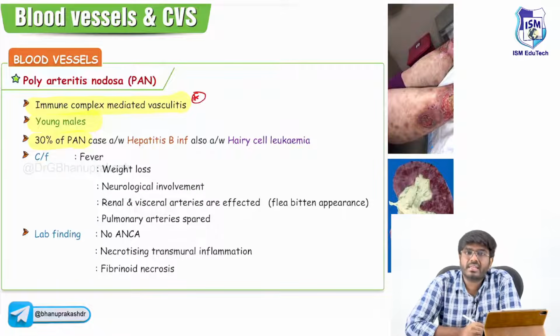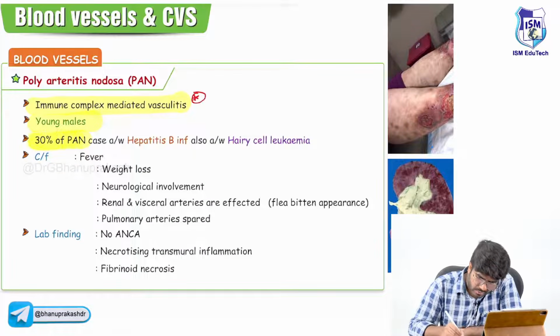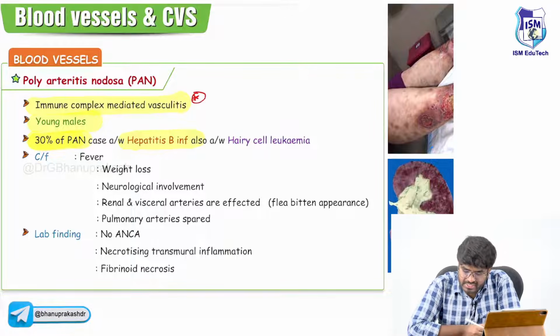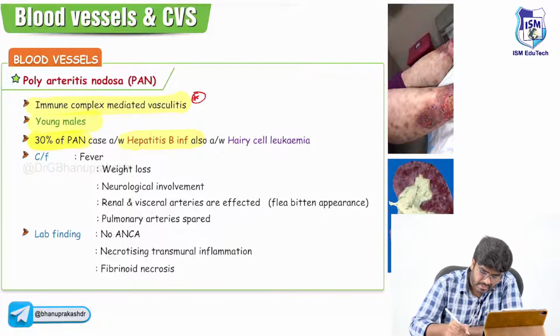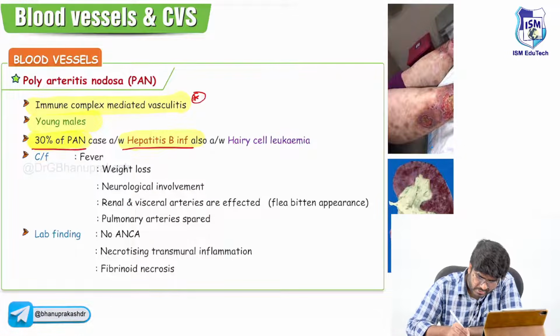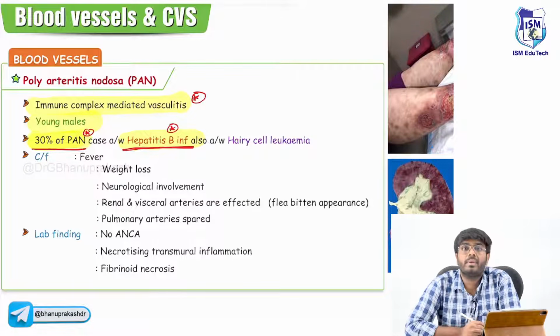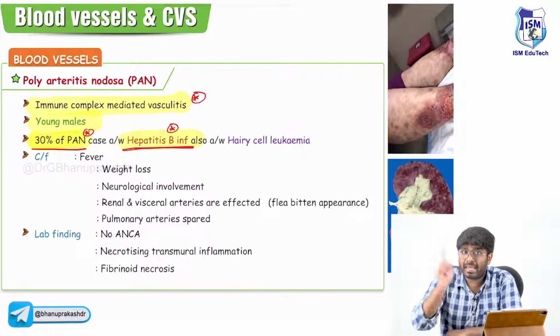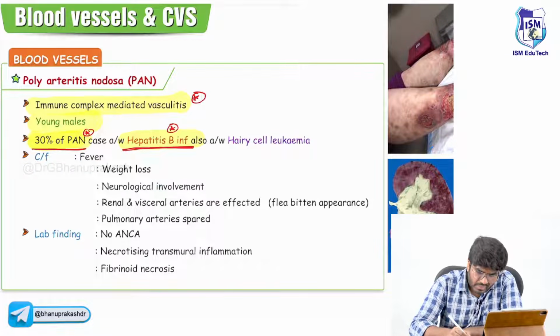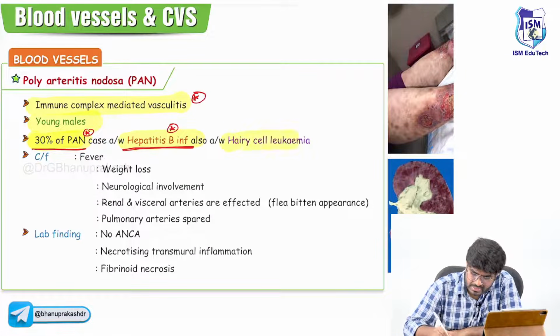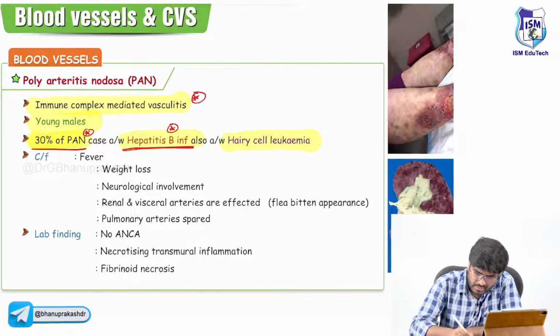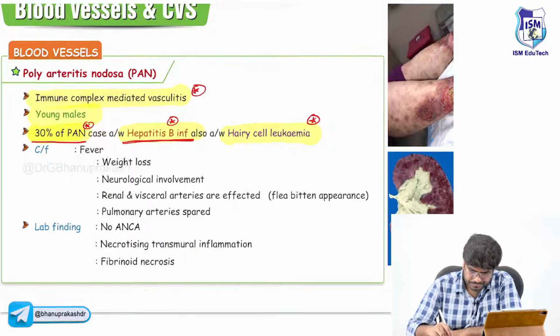30% of cases of polyarteritis nodosa are associated with hepatitis B surface antigen. Hepatitis B surface antigen is going to come positive. Hepatitis B association, plan B, same thing. And these patients are also associated with hairy cell leukemias.